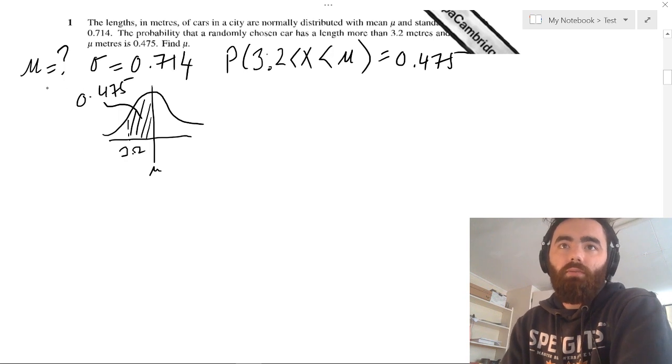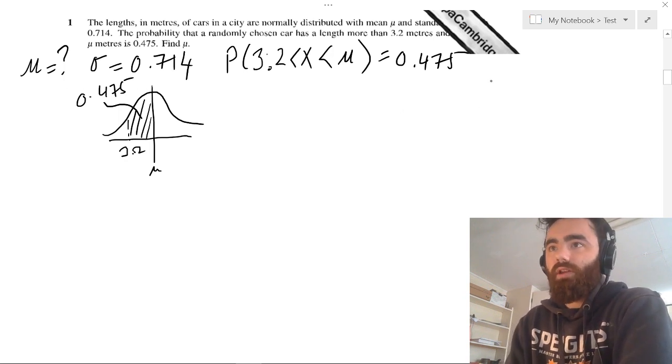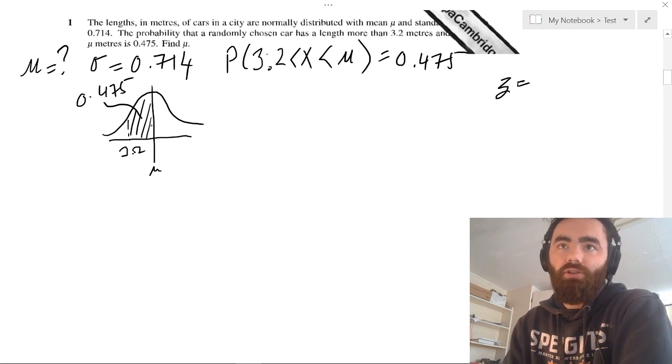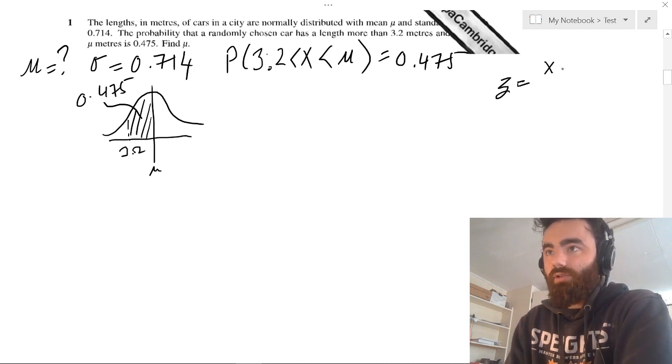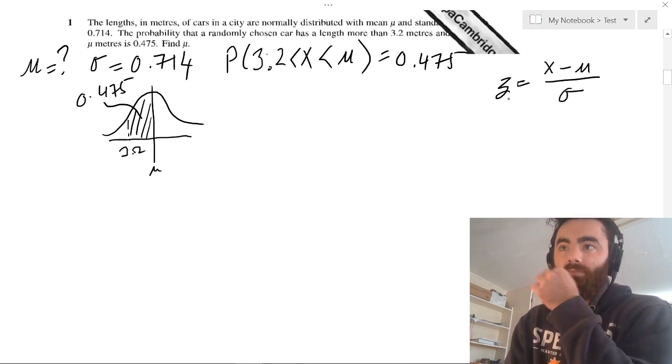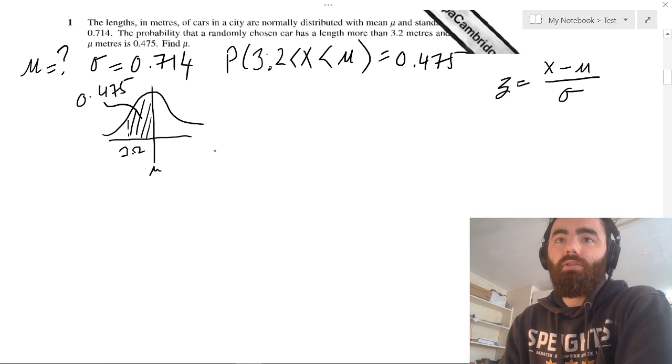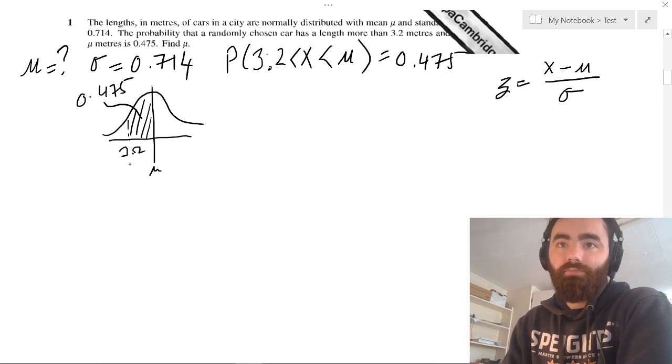Basically, I'm just going to go through this and tell you what I'm thinking. Immediately I'm thinking of an equation I know: for a standardized normal distribution, we can transition from a real life situation, so this with 3.2 and a mu we don't know and a standard deviation we know, to a standardized normal distribution through this equation here. I'm thinking that could be a good path. So we find the z value for 3.2 in the standardized normal distribution, then we can find the mu.